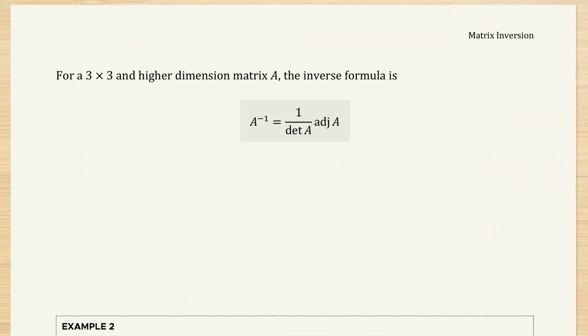To invert matrices of 3x3 and higher dimensions, we follow a similar formula, 1 over det A multiplied by the adjugate of A. But in this case, the adjugate is much more complicated than a 2x2 adjugate. For 3x3 and higher dimensions, the adjugate is the transpose of the cofactor matrix. Using this formula is one way of getting the inverse of a 3x3 or higher matrix.